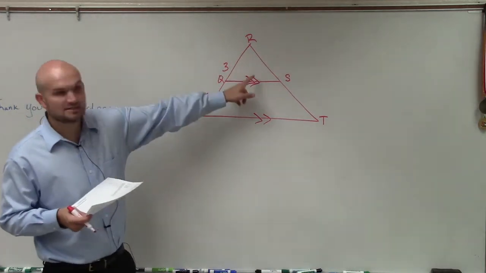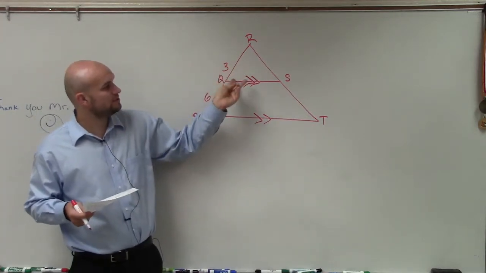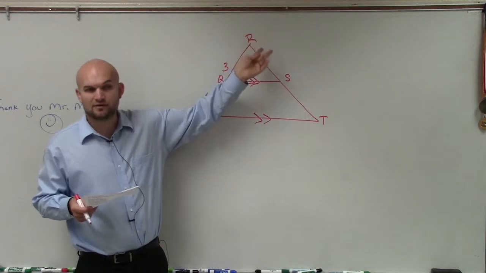So QRS has a perimeter of 11. Now we only know the length of this side. We do not know the length of this side or that side.